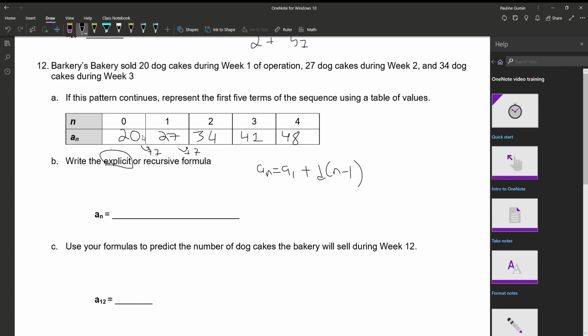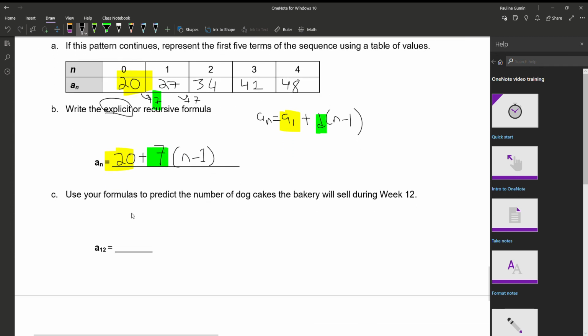a sub 1, that would be our first term, so that's 20. Plus, you know I got to do my color codes. Okay. Plus the common difference, well, that's plus 7. Whoops, I forgot to switch to a pencil. Plus 7, and let's color code that. Common difference is 7. And since I'm just writing the formula, it's n minus 1.